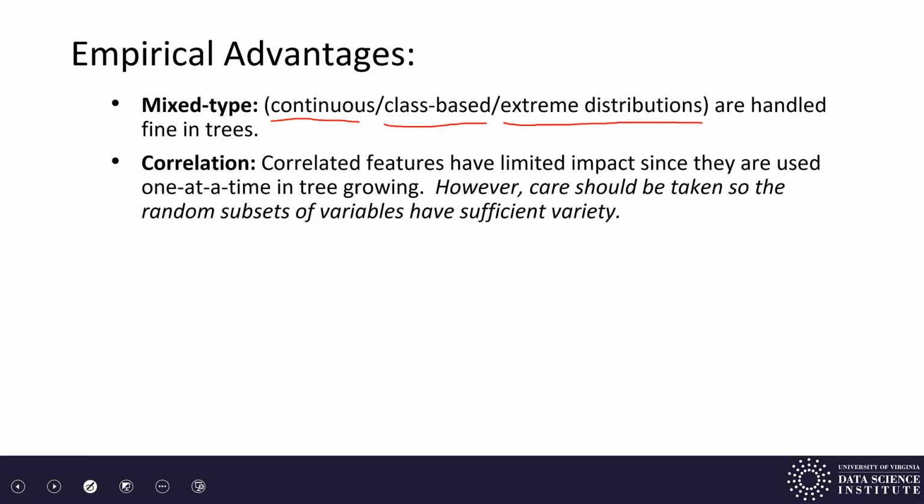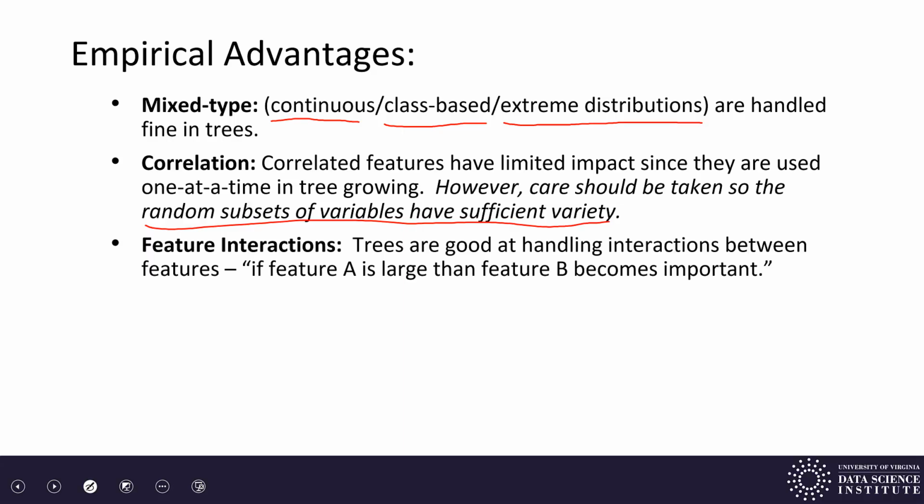Correlated features have limited impact because they're used one at a time in tree growing, right? Correlation is a hard thing for linear regression to handle. In multivariable linear regression, if there are a lot of correlated variables, it causes problems, but not for random forest. The only impact of correlation is that if you have variables that are correlated, you have to take your random subsets so that you get sufficient variety and utility out of your variables. So you may pick slightly different parameters if things are correlated.